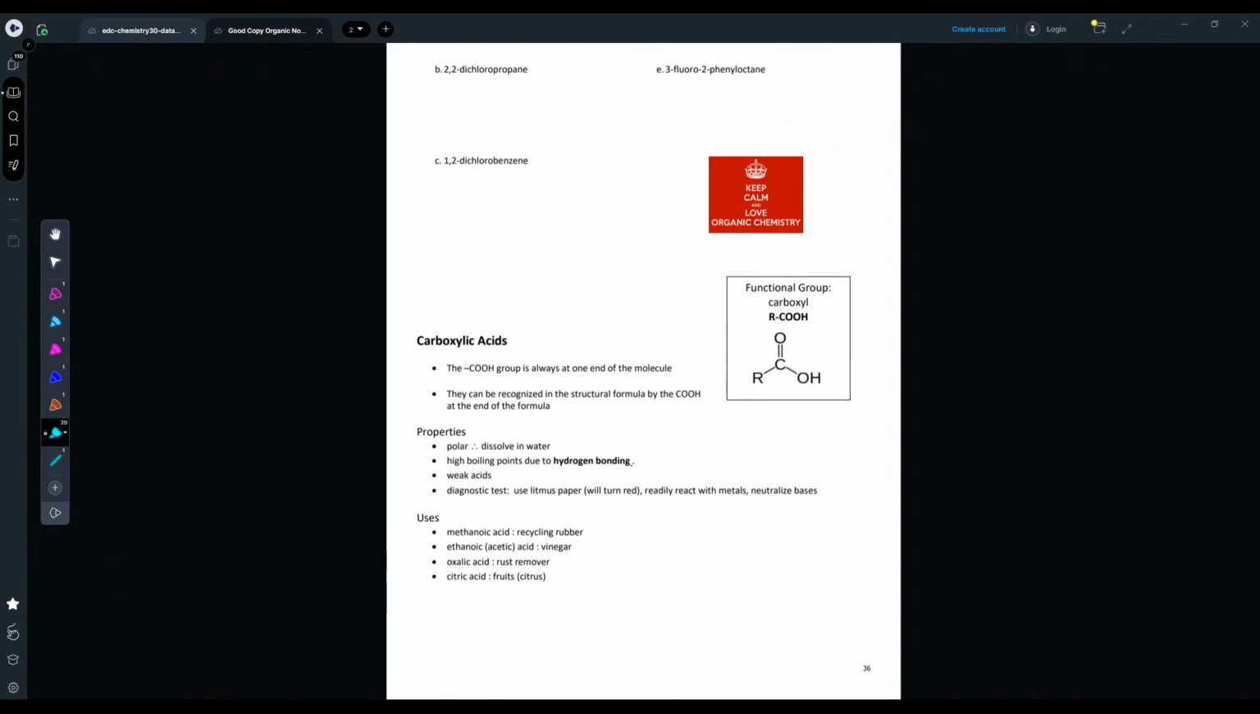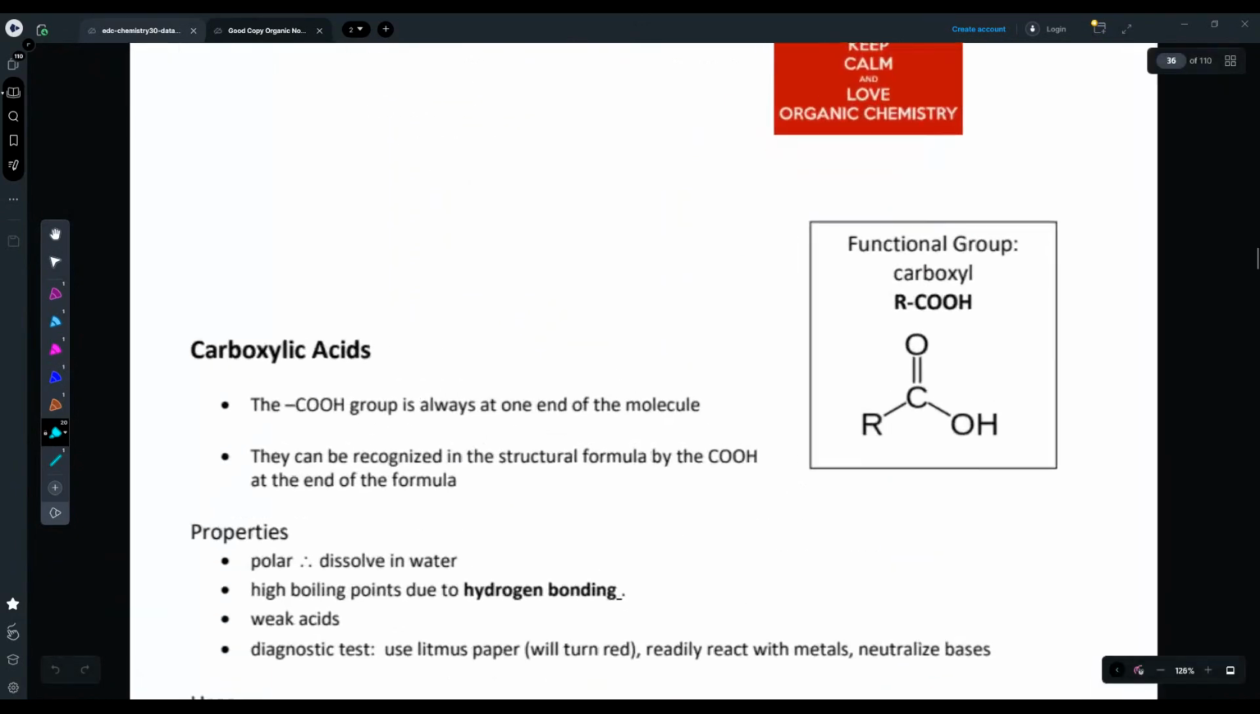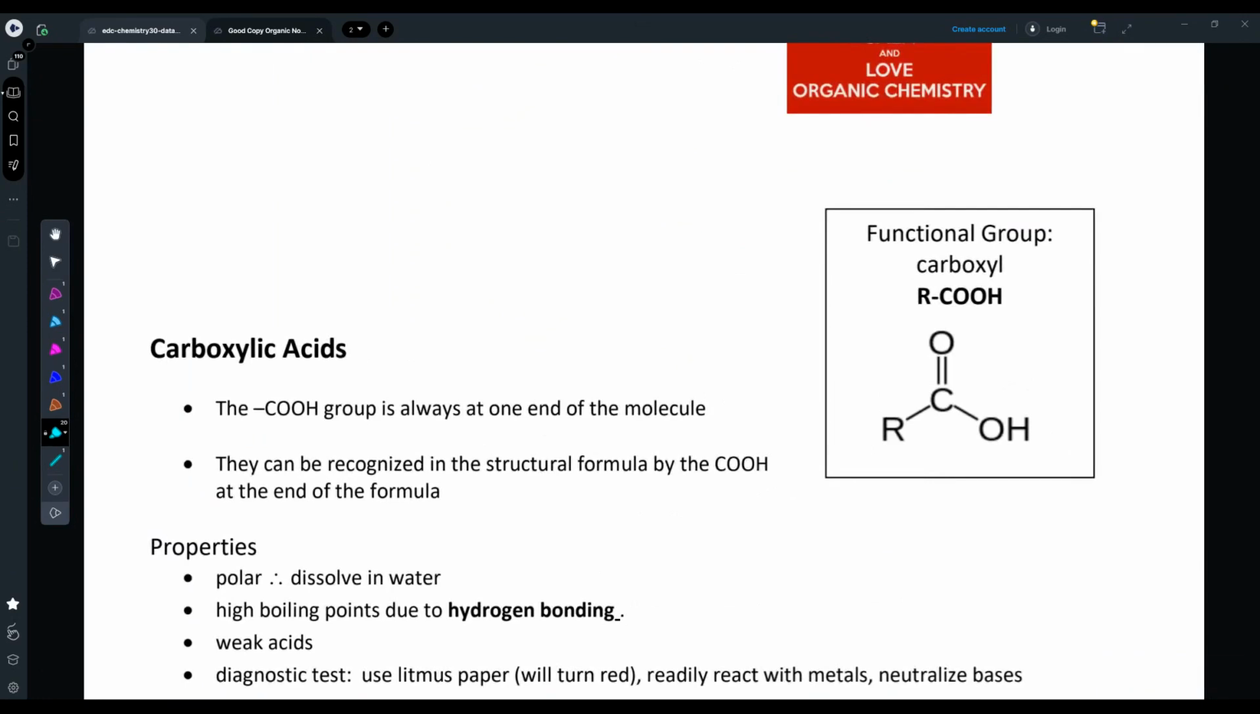So for carboxylic acids, this is a functional group that looks like this. We have carbon double bonded to oxygen and then single bonded to an oxygen and a hydrogen here. Usually the COOH group is at the end of the molecule, and they can be recognized in the structural formula by that COOH at the end of the formula.